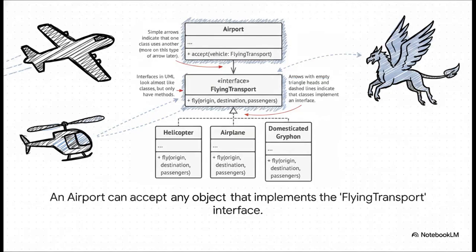And here's where it gets really powerful. The airport class here doesn't care if it's talking to an airplane, a helicopter, or even a mythical griffin. As long as that object promises to behave like a flying transport, it can land, it can take off, the airport knows exactly how to work with it. The messy details of how each one flies are encapsulated inside the object itself.